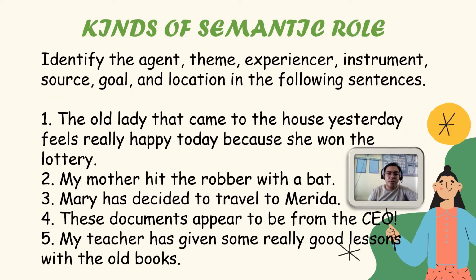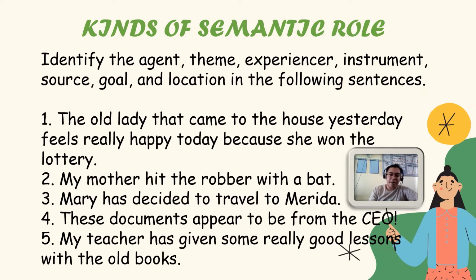Okay, so this time, let's have a short activity. Let us identify which one here is the agent, theme, experiencer, instrument, source, goal, location in the following sentences. The first one we have here: the old lady that came to the house yesterday feels really happy today because she won the lottery.